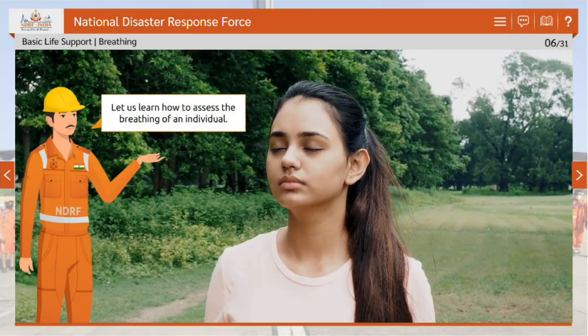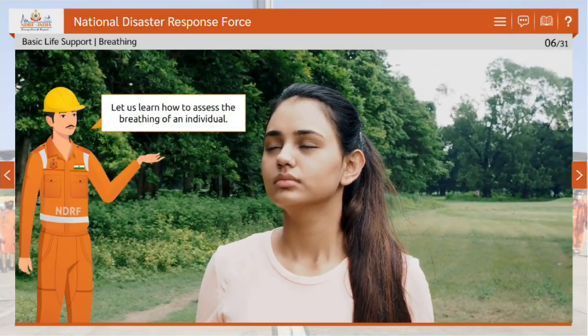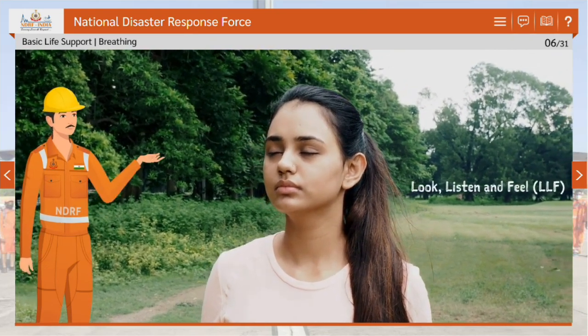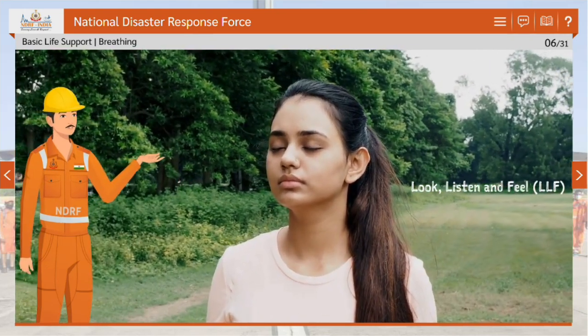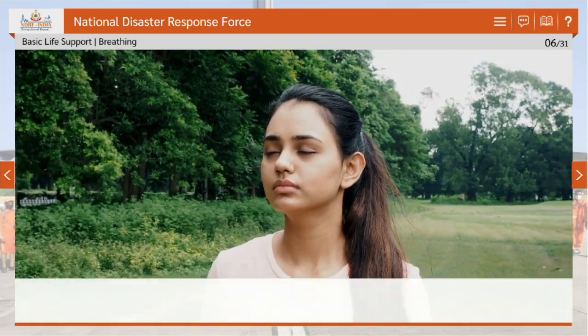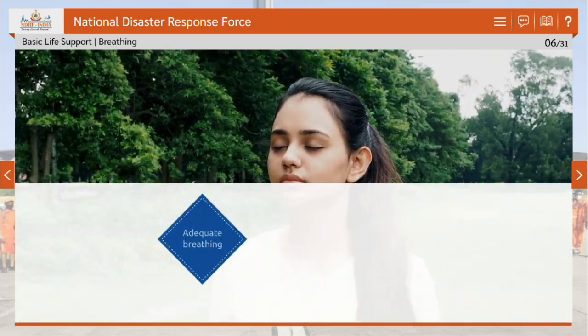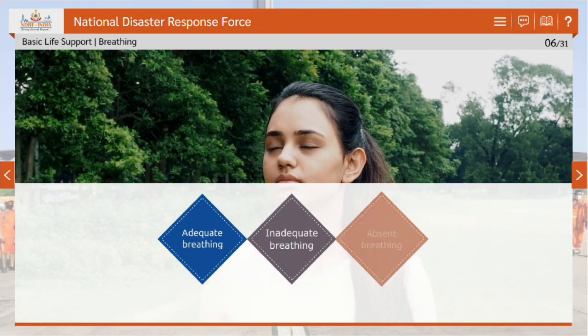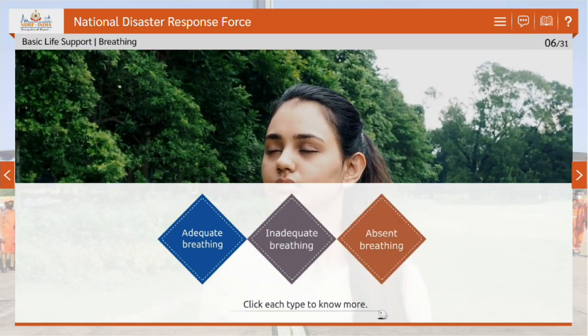Let us now learn how to assess the breathing of an individual. To assess the presence of breathing, we follow the look, listen and feel or LLF method. Let us now learn about adequate, inadequate and absent breathing. Click each type to know more.